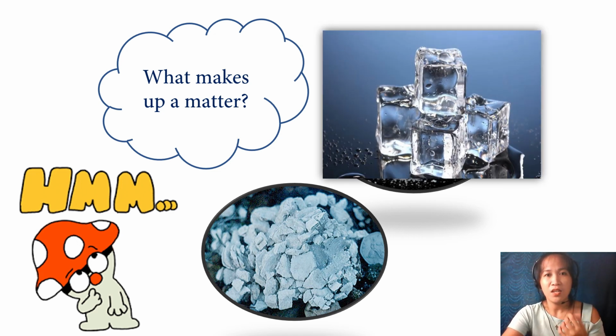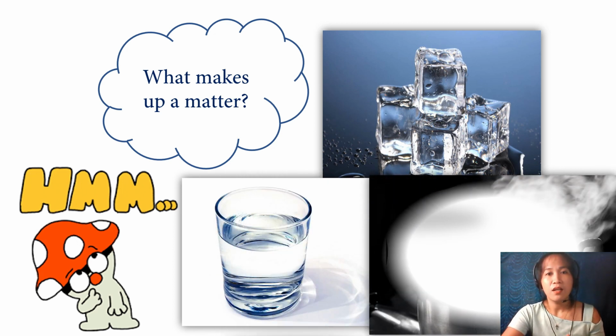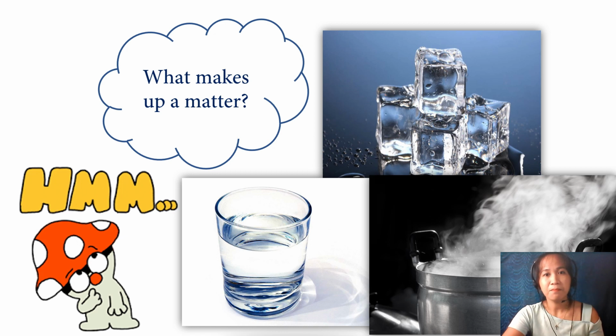So this one is ice, liquid water, the steam. They are all the same substance, which is water, right? Yet you can observe that they look different from each other, right? So how can you explain this? So these questions can be answered in our next activity.